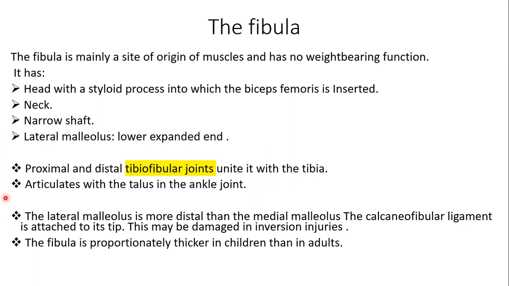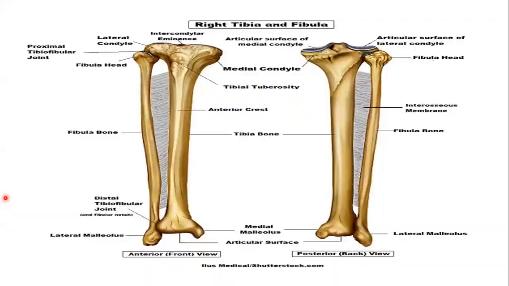The lateral malleolus is more distal than the medial malleolus. The calcaneofibular ligament is attached to its tip. This may be damaged in inversion injuries of the ankle. The fibula is proportionately thicker in children than in adults.